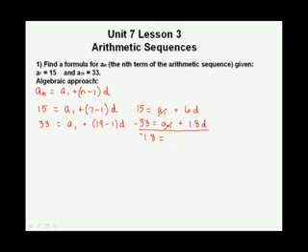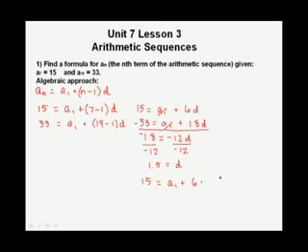Now with these two equations, I can actually subtract them, and that will allow me to cancel out the a sub 1s. 15 minus 33 is negative 18. Those cancel. 6d minus 18d is negative 12d. Now I can just solve for d, divide both sides by negative 12, and I'll get that d is 1.5. So that is the common difference for this arithmetic sequence.